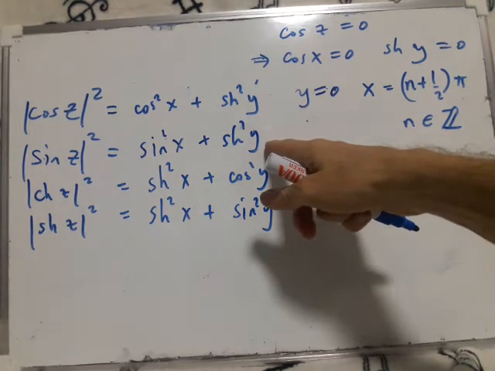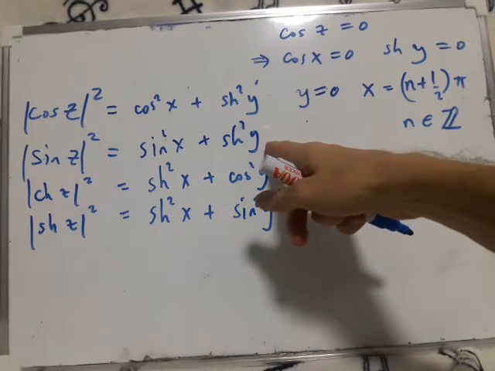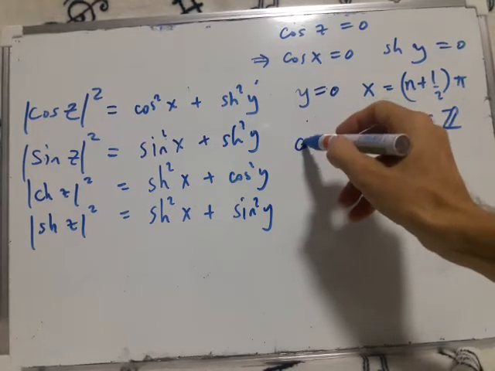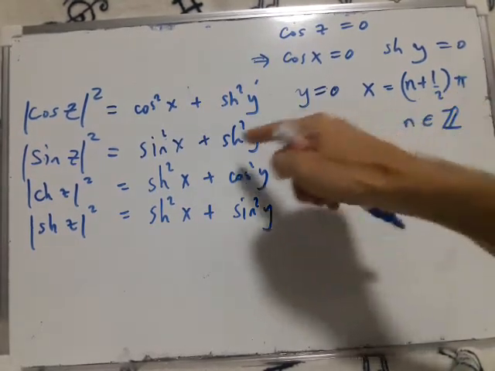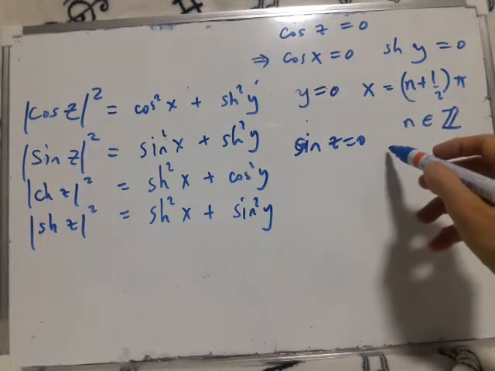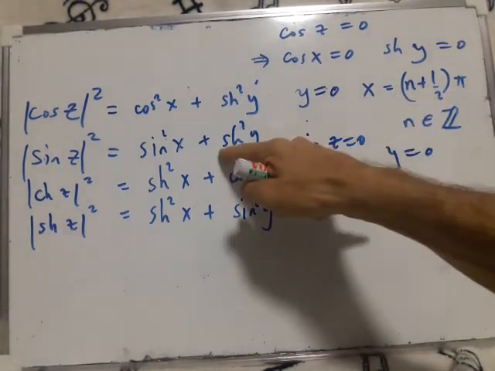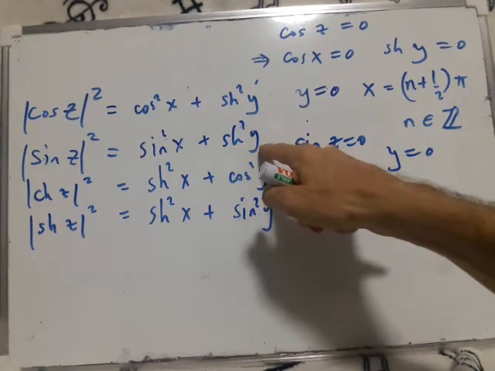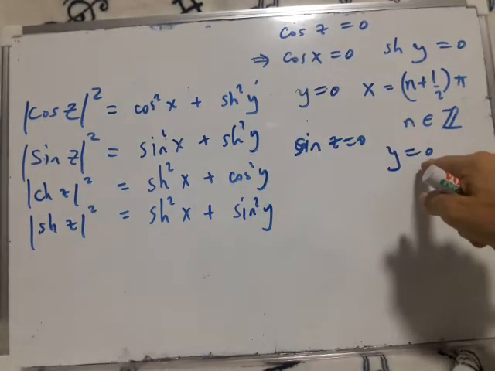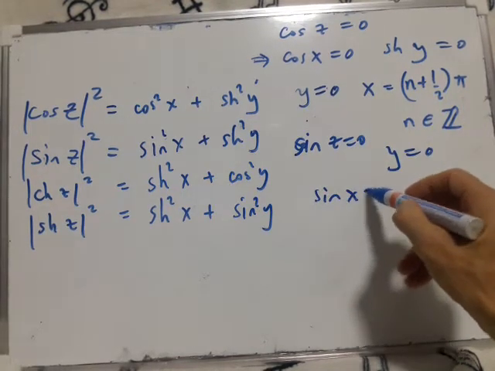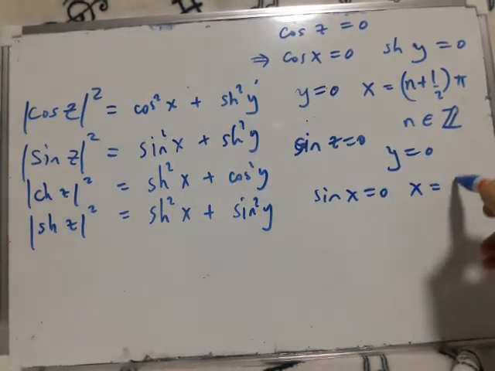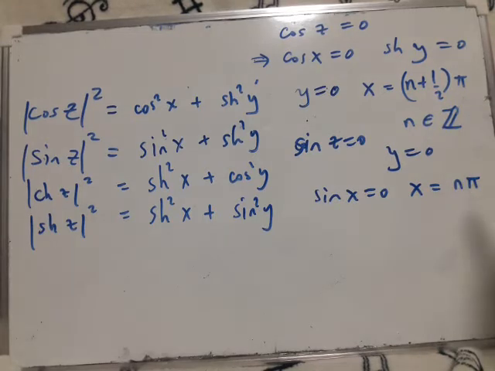Obviously, sine z equals 0 is going to give the same sort of thing. Sine z equals 0 again will imply that y equals 0. The only solution to sinh y equals 0 is y equals 0, and again we get the solutions we expect. So sine x equals 0 implies x equals n pi for any integer n.